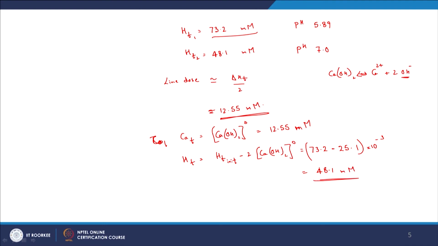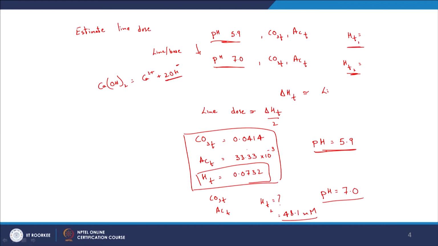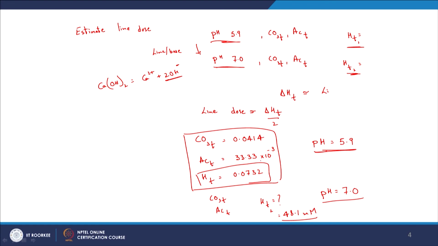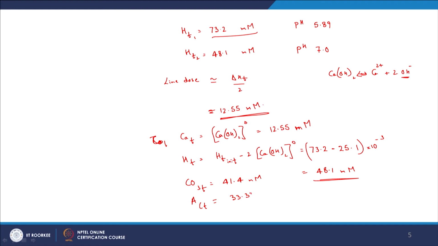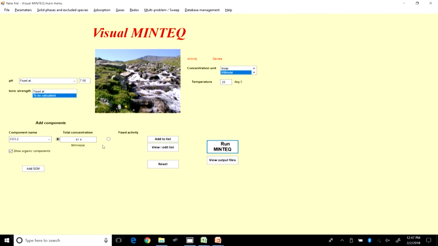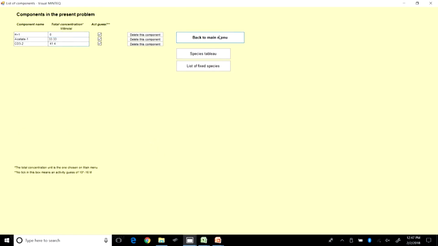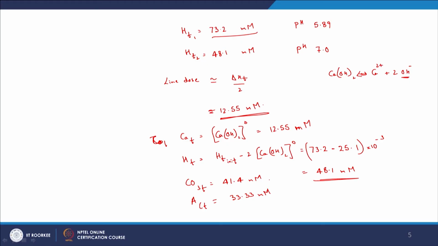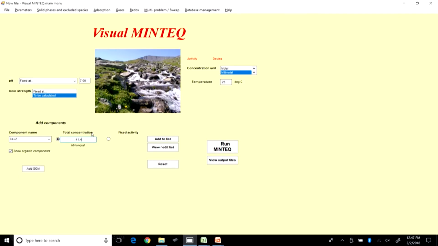So that is equal to 48.1, I guess it is more or less the same as what we arrived at earlier, right? But let us just plug this in VMintec and see if we are going to get the relevant values or not. So obviously we need to plug in H total, Ca total, and what else? CO3 total and estate total, right? And what are these values? CO3 total was 41.4 millimolar, and estate total was 33.33 millimolar, right? So let us plug this in into VMintec. Back to input menu. So I think CO3 total and estate total should still be present here. So we do not need to change that. We need to add Ca total, and the value of Ca total was supposed to be equal to 12.55 millimolar, right? Okay, so this has to be 12.5.